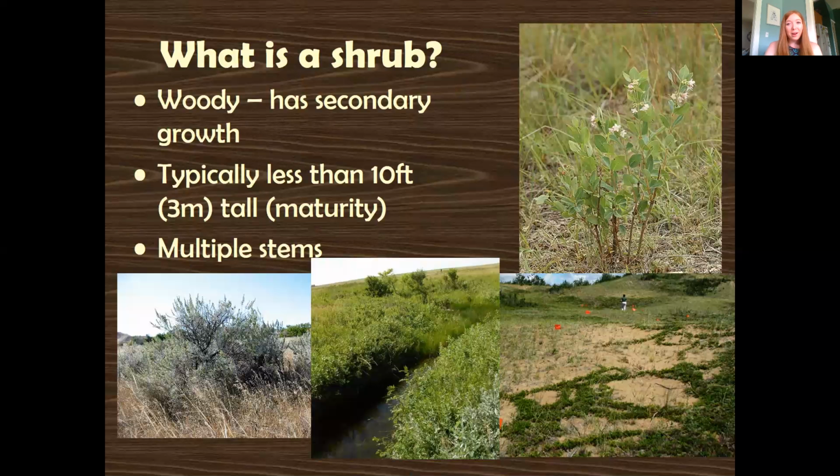Shrubs are sometimes trickier to ID because they come in all shapes and sizes. They also have secondary growth on their stems. They're usually less tall, so usually below 3 meters at maturity, and they have multiple stems coming out from their base. Like I mentioned, they can come in all shapes and sizes. For example, in the rightmost picture there, that's juniper. It's a shrub too. It might not get very tall, but it has that woody secondary growth. So keep that in mind if you're IDing.